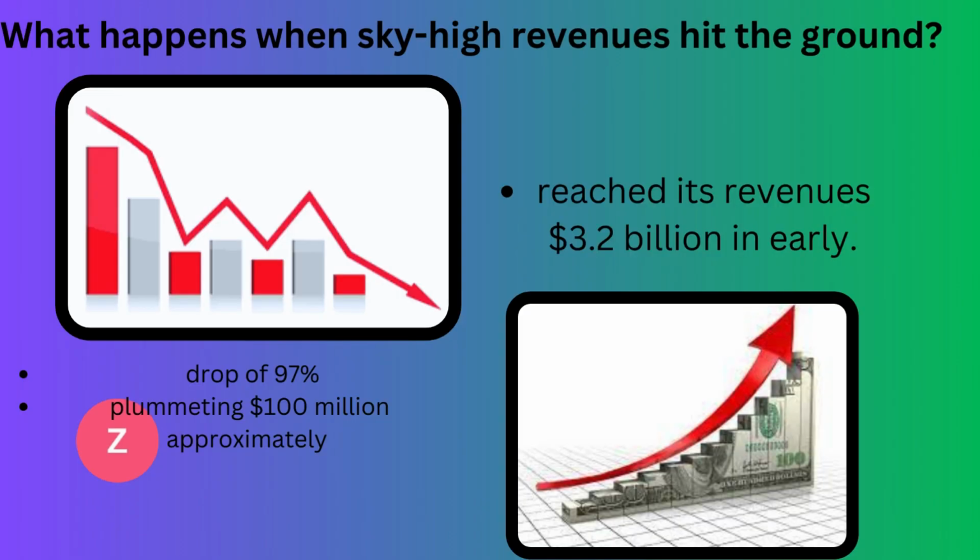And here's what happened when the gaming industry was making sky-high revenues and then hit the ground. So what happened? Why did they experience such a big loss? The golden age of arcade games saw a rapid decline with the devastating video game crash of 1983. The industry, which had reached its peak with revenue of $3.2 billion, which was a lot, collapsed, plummeting to a mere $100 million by 1985, a drop of nearly 97%.